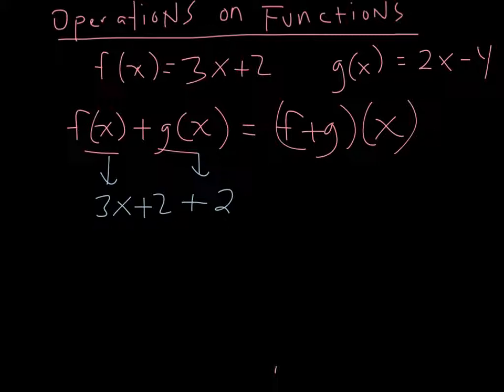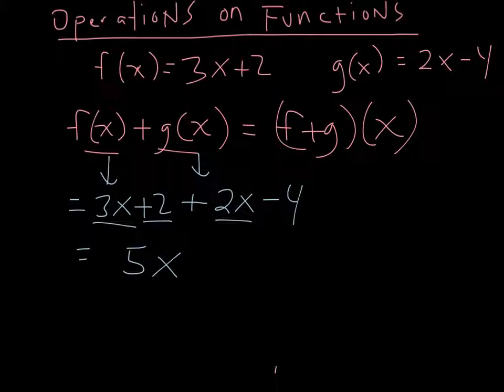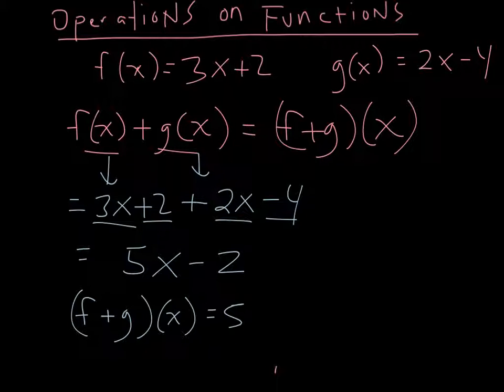3x plus 2 plus 2x minus 4. Combine like terms. So at 3x and 2x I got 5x. And a 2 and a minus 4 would be minus 2. So I would say that f plus g of x equals 5x minus 2.